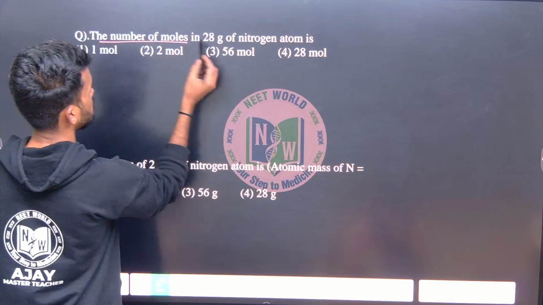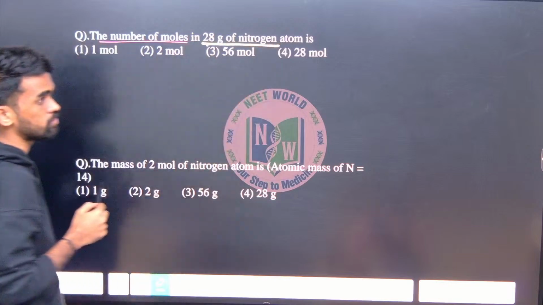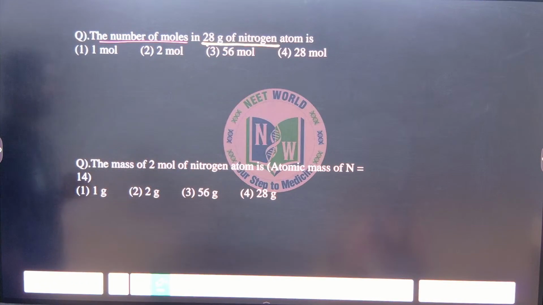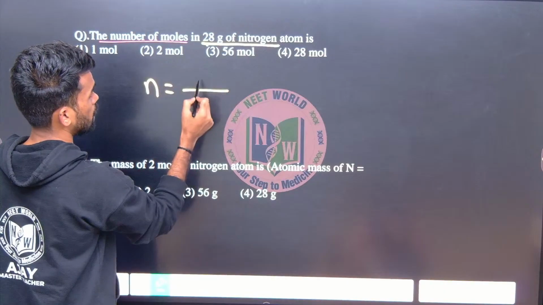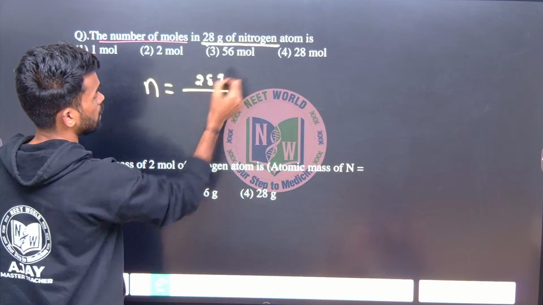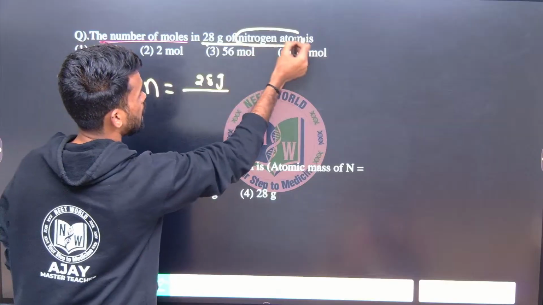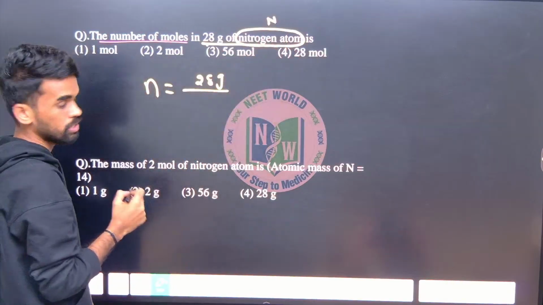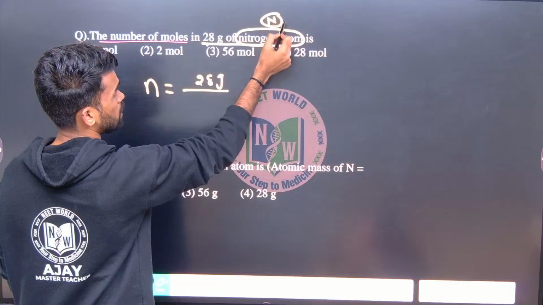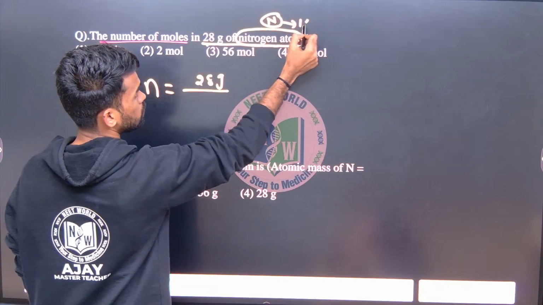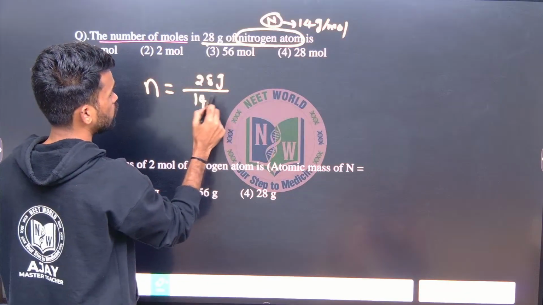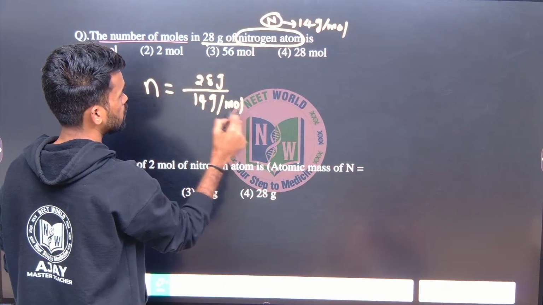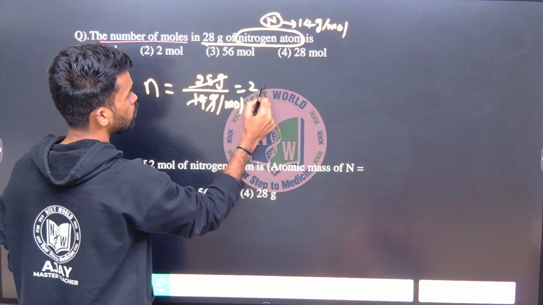Number of moles in 28 grams of nitrogen atom is. So what is it? Very simple. Given weight is 28 grams. They mentioned nitrogen atom, atom, nitrogen only. Its molar mass is 14 gram per mole. So this is 28, here 14 gram per mole, so you will get 2 moles.